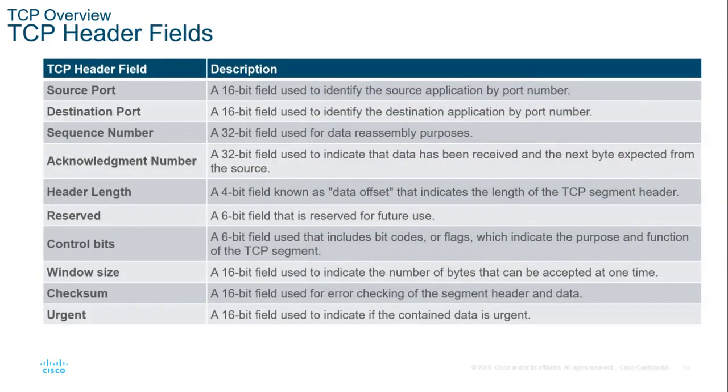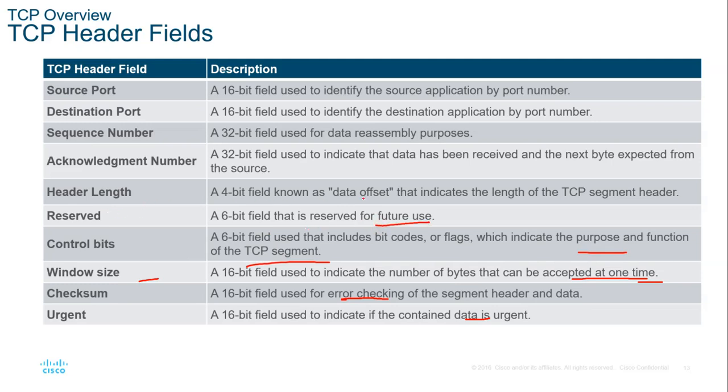So here these are the fields with their descriptions. The urgent field is used to indicate if the contained data is urgent, then checksum is for error checking, window size is the field used to indicate the number of bytes that can be accepted at one time, control bit is used to include bit codes or flags which indicate the purpose or the function of this segment. Reserved is reserved for future use.